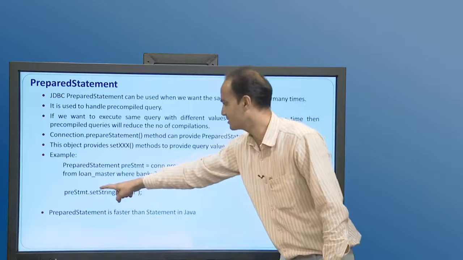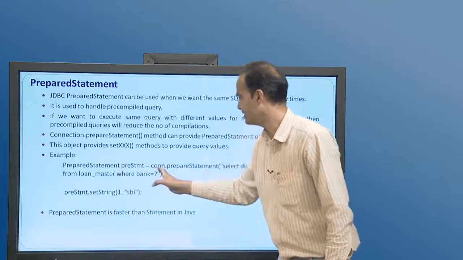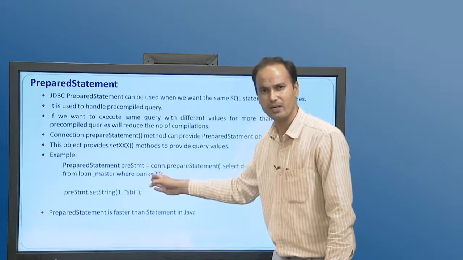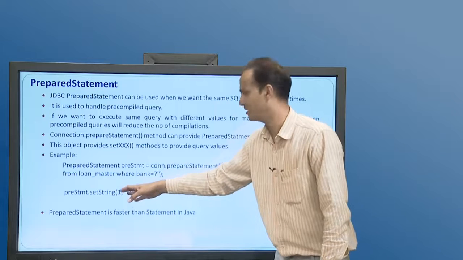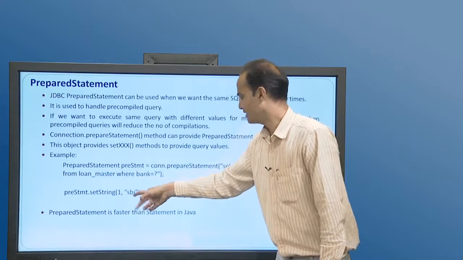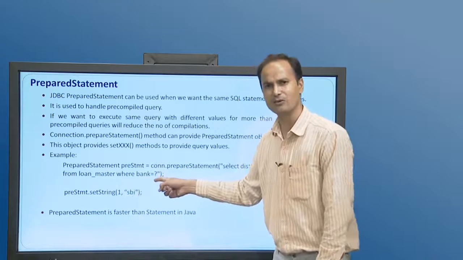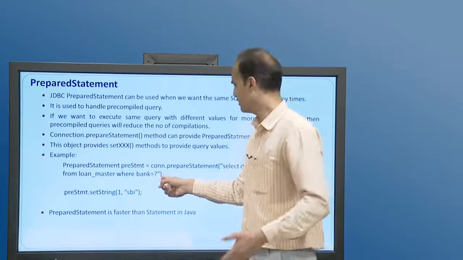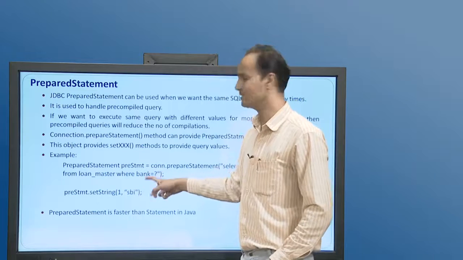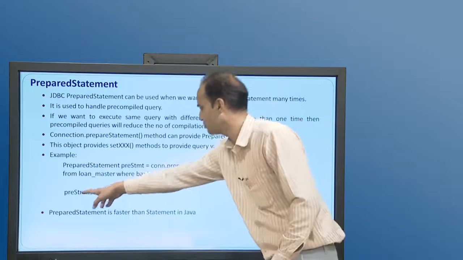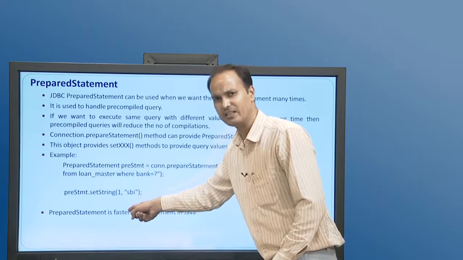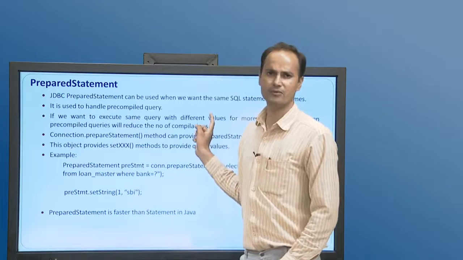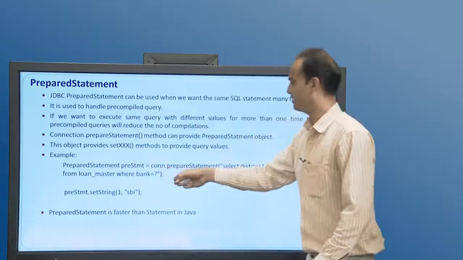We will use this method, set string. If it is a string argument we want to pass, then we will use the set string method. If it is an integer, then we will use set integer and pass the argument. That means, if a single parameter is required, then you can use one. If there is another question mark, then we have to pass the second one: preparedStatement dot set string or set integer, with the second argument and the value. In the same way we can pass it.